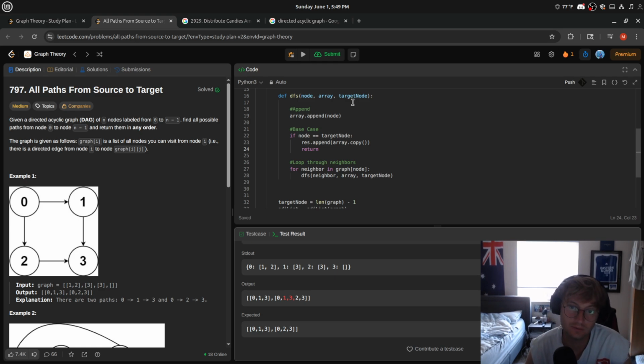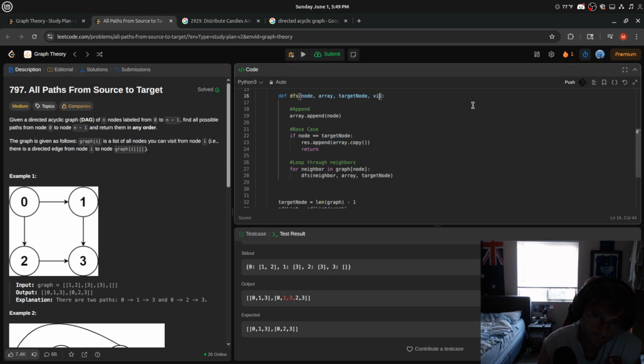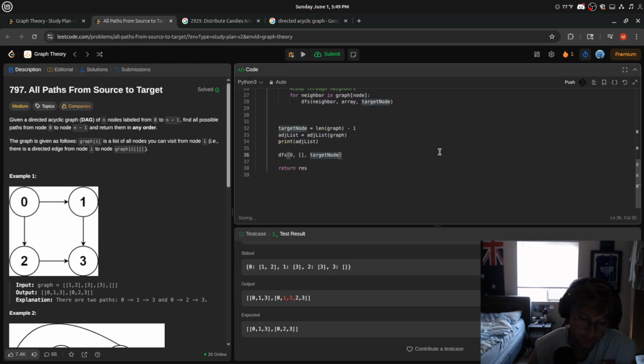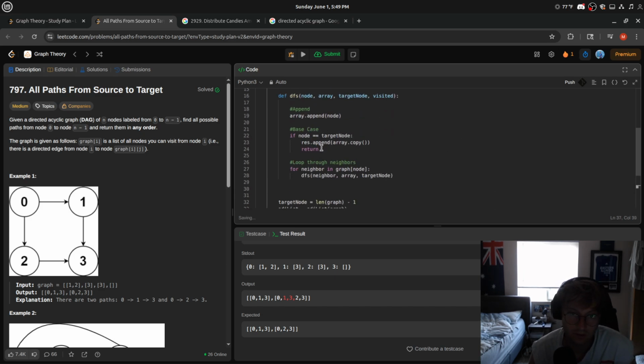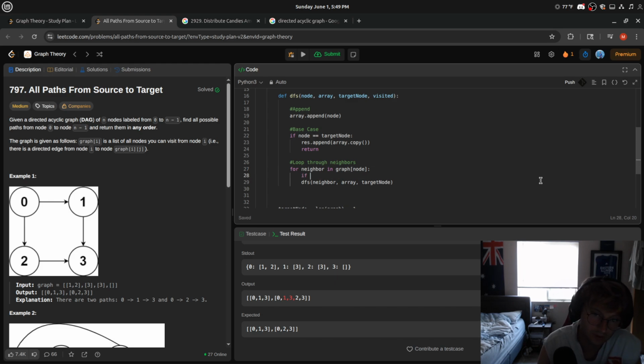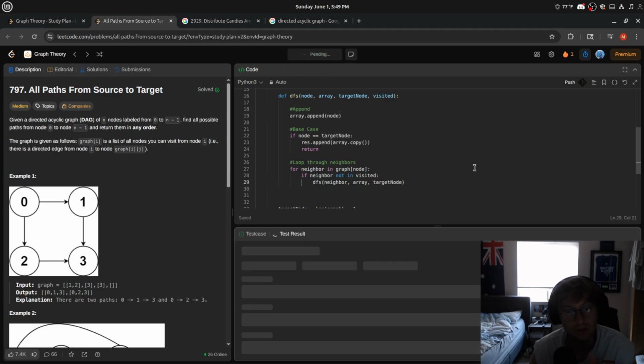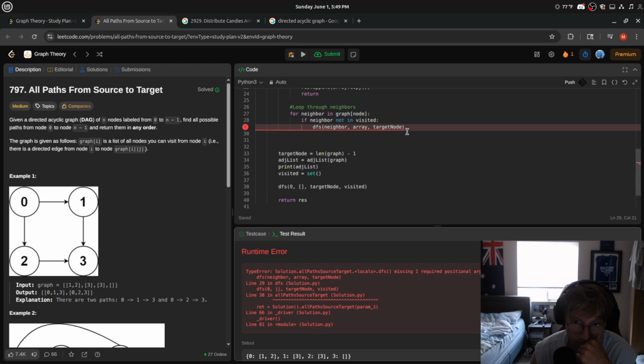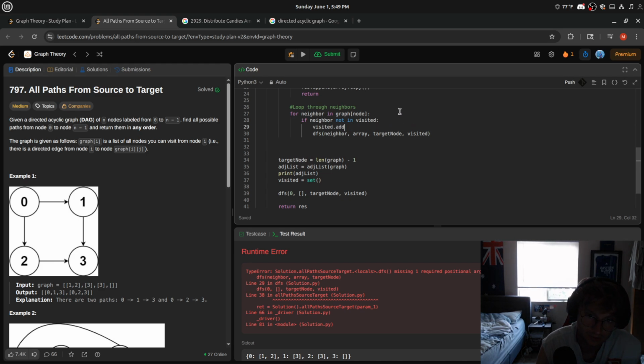I think we're going to need a visited. Visited is equal to set. Pass in our visited. Okay, we can then check here: well, if neighbor not in visited, then we can do this. Oh, we need our visited to add neighbor.